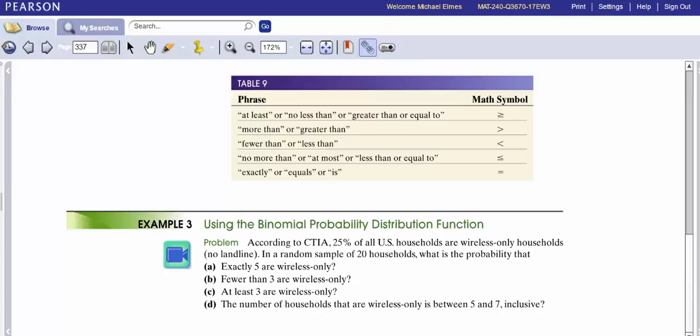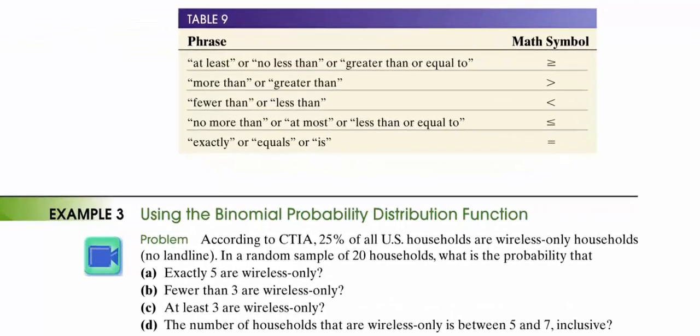Hello, class. I received a few questions concerning the binomial probability distribution function. So I wanted to put together a quick video to help explain some of the challenging parts. So let's take a look at an example.